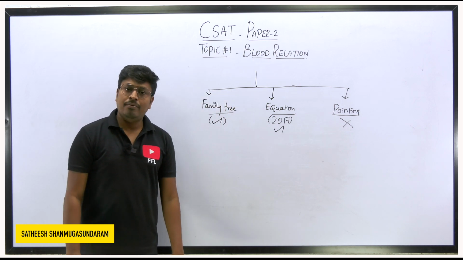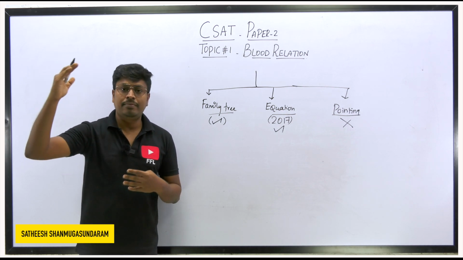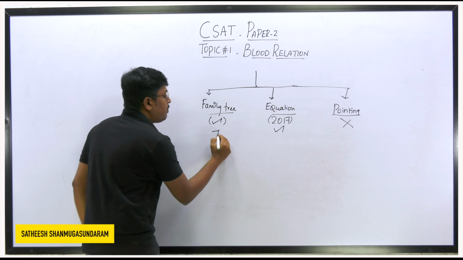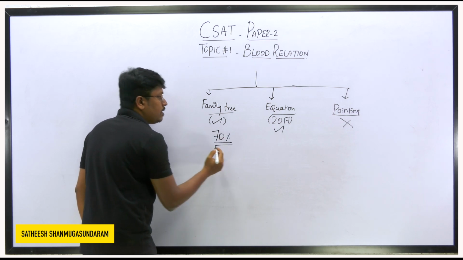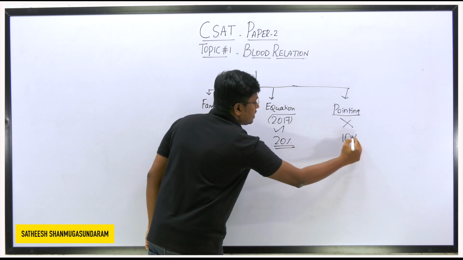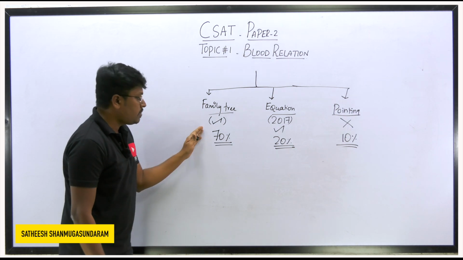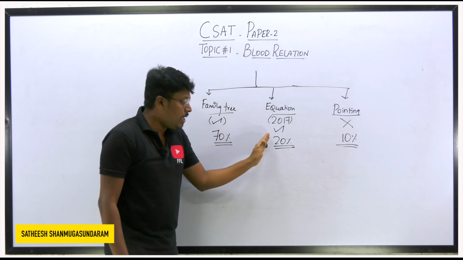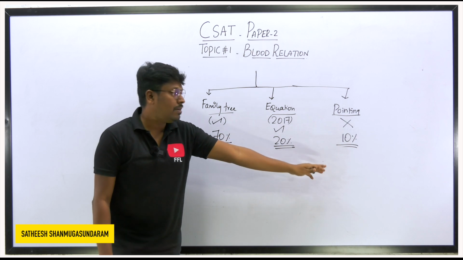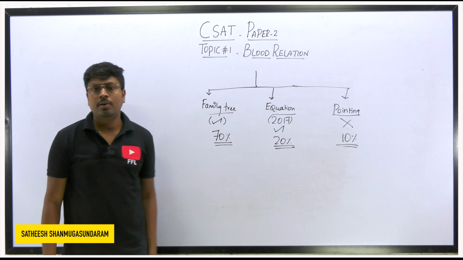So if you are preparing for upcoming CSAT exams, not only in 2022, if you are preparing for 23, 24 or whichever year, remember one thing, give importance to all. Give 70% importance to family tree diagram, 20% to equation based concept, and 10% to pointing to a photograph. So learn in this pattern. Give more importance to the family tree and a little bit to equation, and for just 2 to 3 questions, at least know the concept of how to solve a question based on pointing to a photograph. Don't leave any concept, try to learn all the concepts.